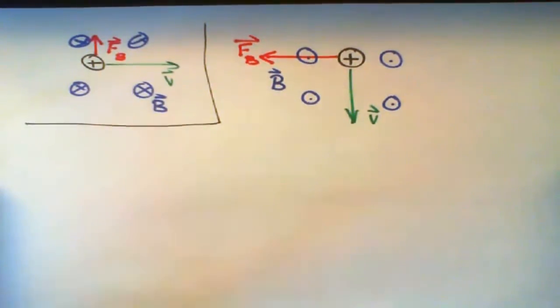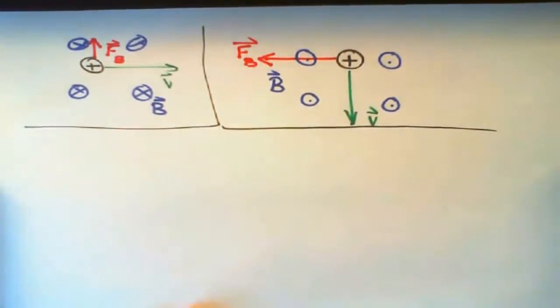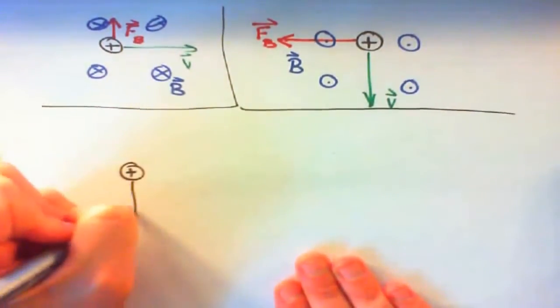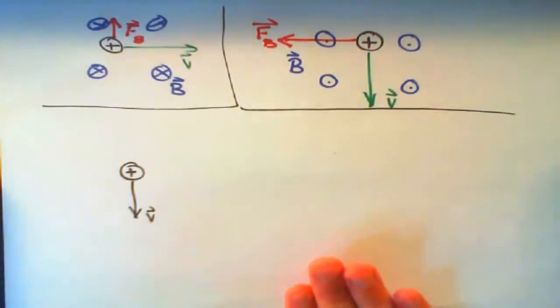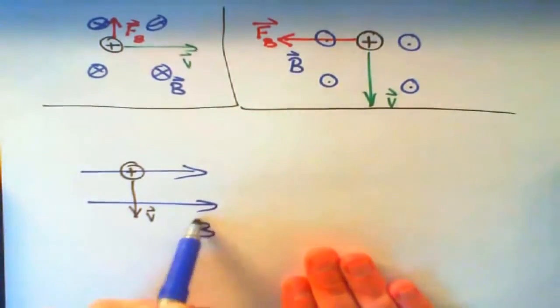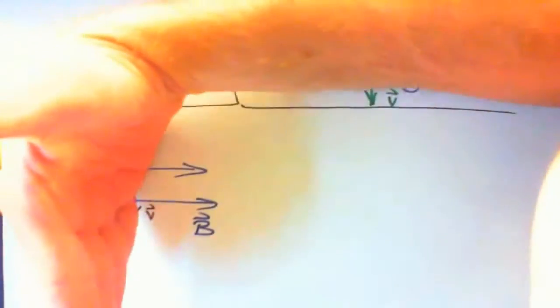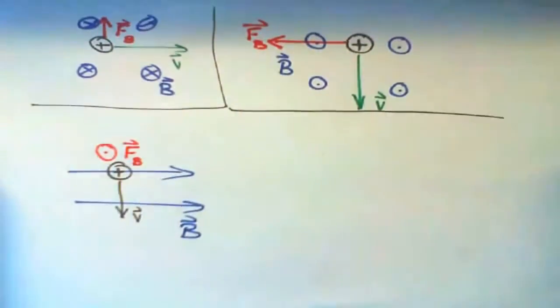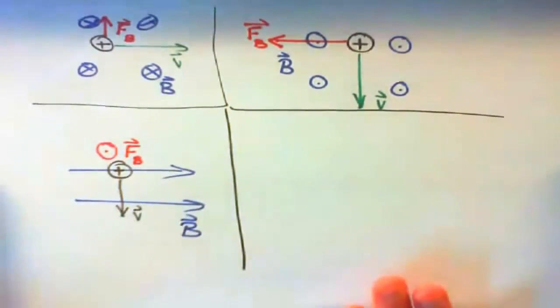Okay, let's try another one. Let's say we have a positive charge, and again, it's moving towards the bottom of the page. We have a magnetic field pointing to the right. Take your fingers, point them in the direction of the velocity. Take your palm, make sure it points in the direction of the magnetic field, and then your thumb will point in the direction of the force on a positive charge. In this case, out of the page. Okay. Now, that's a lot of positive charges.